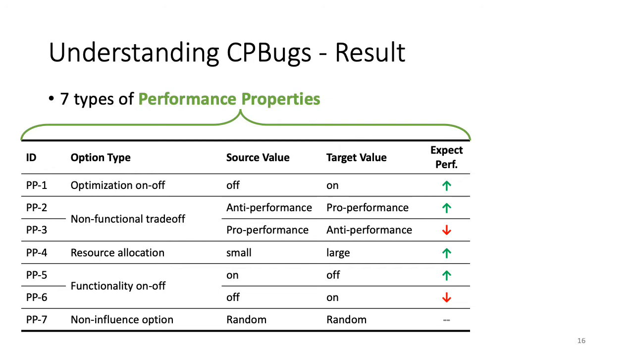The other PPs, like PP1, is turning on an optimization option. The performance should be better. Note that an optimization is some mechanism that is designed to improve performance. PP2 is that sacrificing some software reliability or safety, the performance should be better. PP3 is that enhancing software reliability or safety, the performance may have a reasonable drop. For the other PPs, the detailed description and examples can be found in the paper.